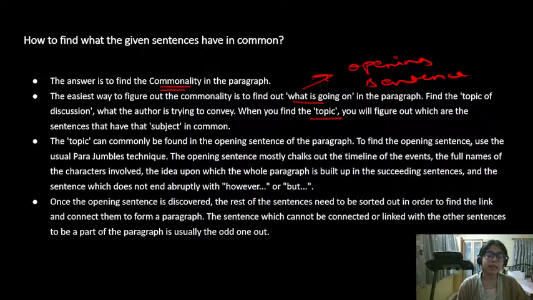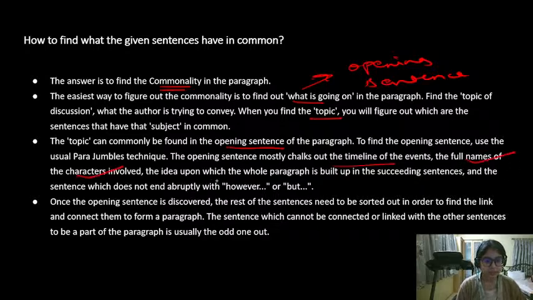Then the topic can commonly be found in the opening sentence. Okay, wonderful, I've written it in the following line. Can be found in the opening sentence. To find the opening sentence, use the para jumbles technique. The opening sentence mostly chalks out the timeline of the events, the full names of the characters, the idea upon which the whole paragraph is built upon in the succeeding sentences. ये सारी tricks हमने की थी.